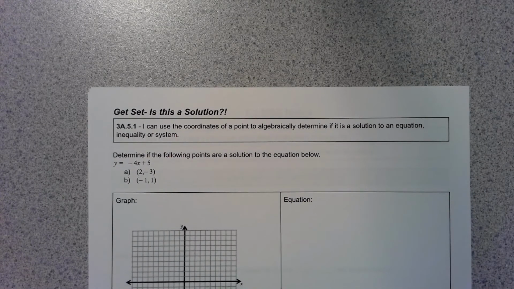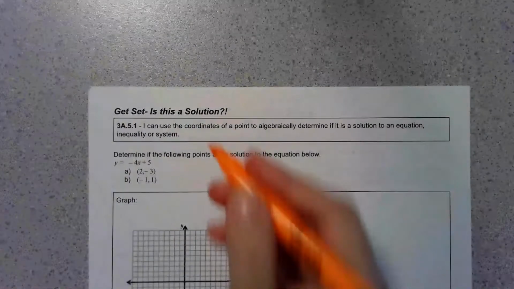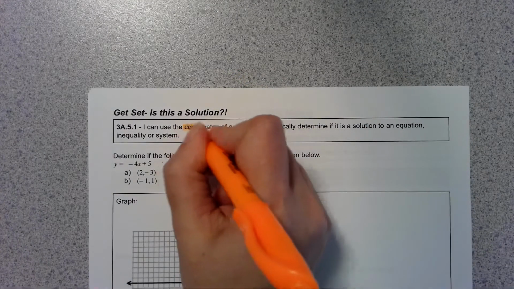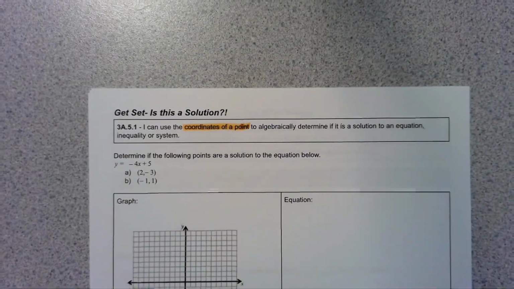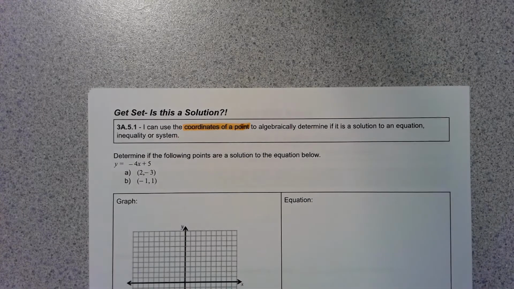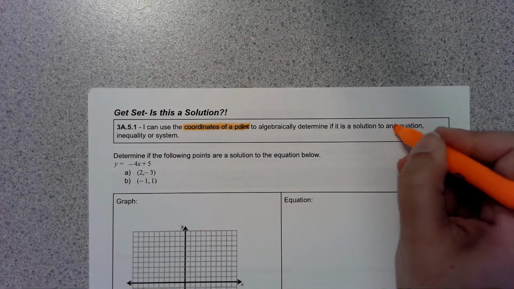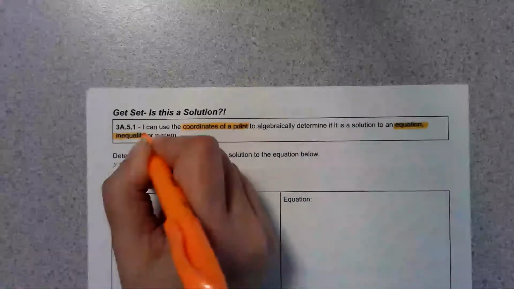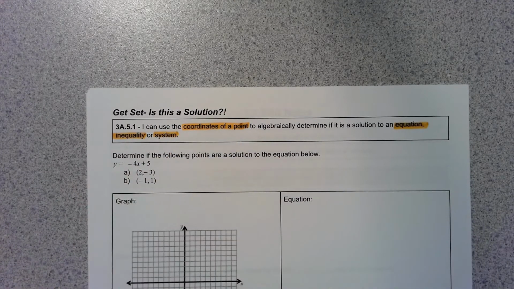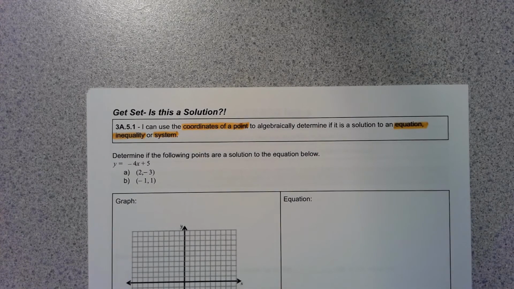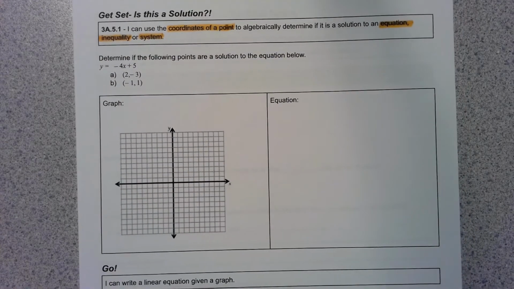So the learning target here would be I can use the coordinates of a point. So in the directions, we're going to give you the coordinates of the point to determine if that is a solution to an equation, an inequality, or a system. We're going to start today with just equations, and we'll work our way up to what are called inequalities or systems of equations. So an example problem would be this.